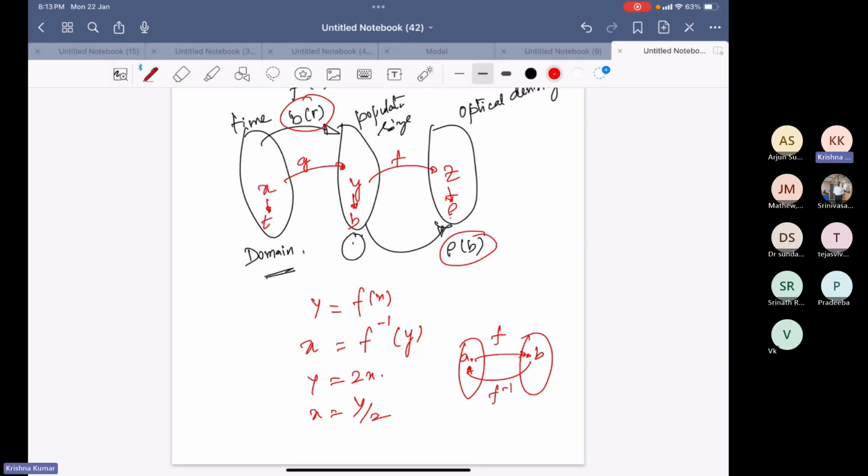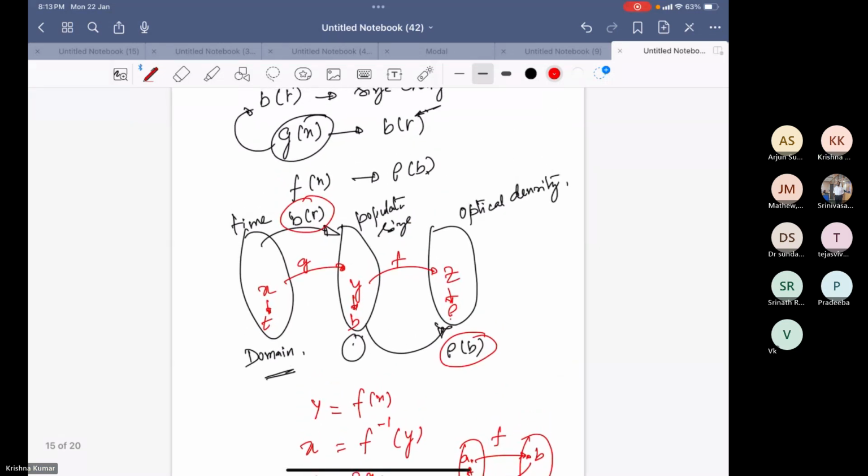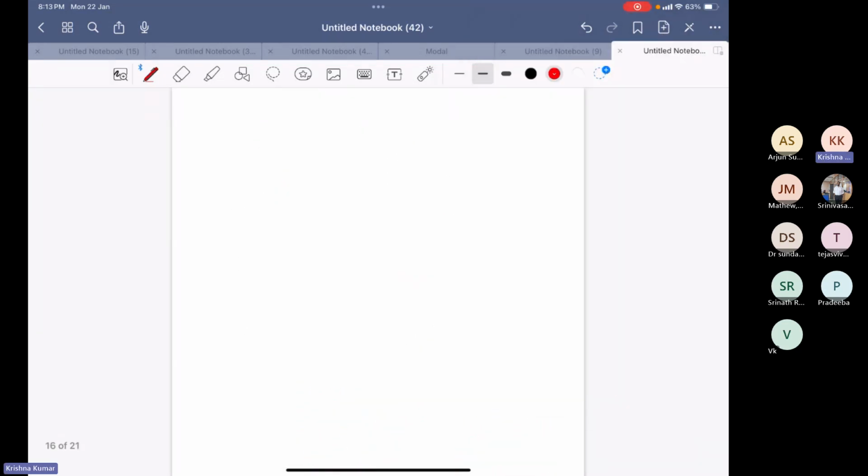Yeah. So now let's see what are the functions that can have an inverse, and which can't have an inverse. Okay. Now let's say that I have a function just like this. If I draw a graph, it's a quadratic. y is equal to x squared.